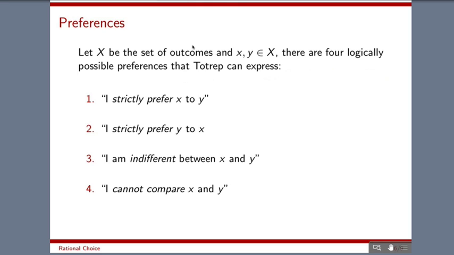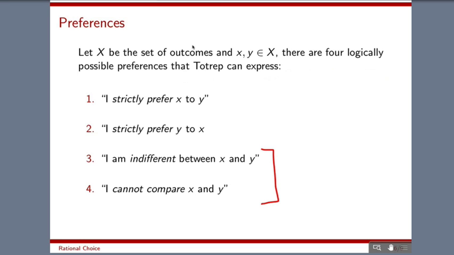Now, I just want to highlight these last two points and make sure that you understand the difference between these two responses. Being indifferent between X and Y is a positive claim. It's a claim about how you feel about X and Y. You thought about it, and it's just that your tastes are such that you like both X and Y equally. Answering 4, if you say, well, I just don't have enough information to compare X and Y, this is a lack of a preference. You're not actually expressing a preference.